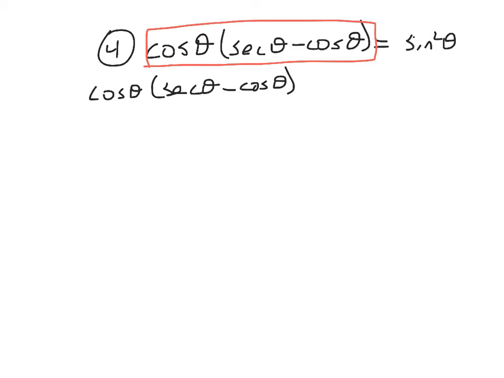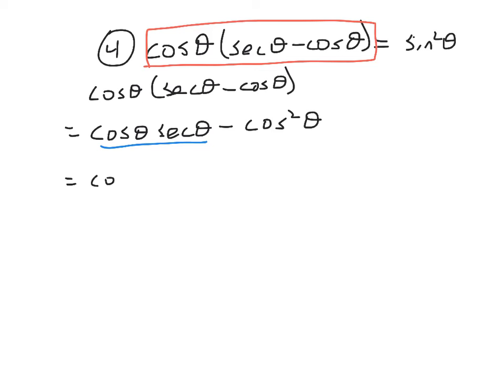Well, I think I can distribute here. Let's try that. So if I distribute the cosine through, that gives me cosine theta secant theta minus cosine squared theta. Okay, I need to somehow prove that that becomes sine squared. Well, let's focus on this portion of it. Can I do anything to simplify that? Well, I'm going to keep cosine where it is, but I have a quotient identity that allows me to replace secant with 1 over the cosine. I'm not going to do anything with this cosine squared. I'm just going to let that hang around.